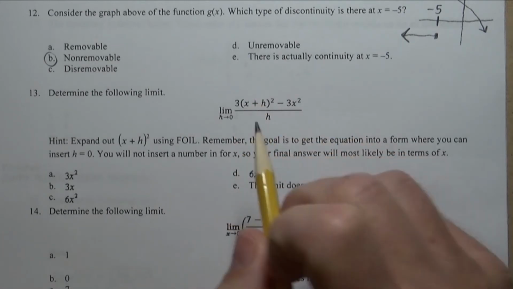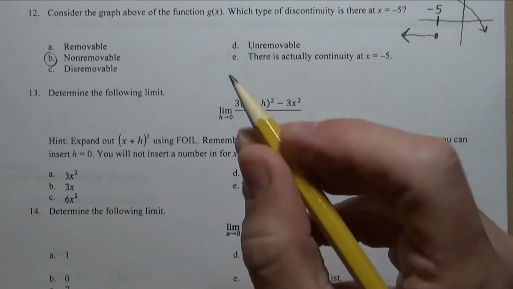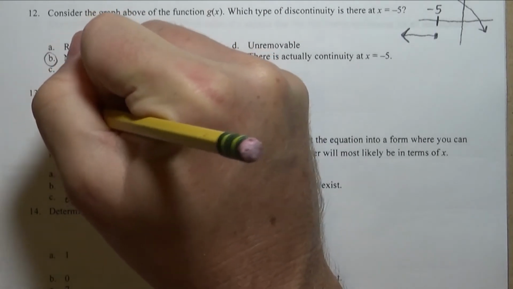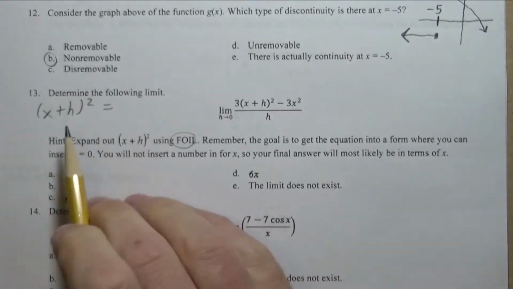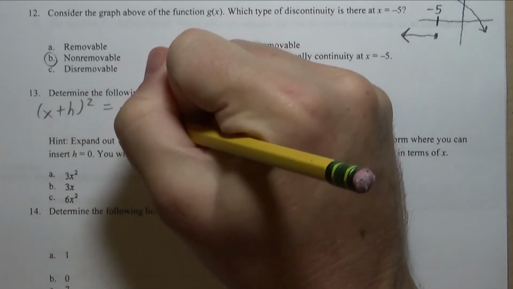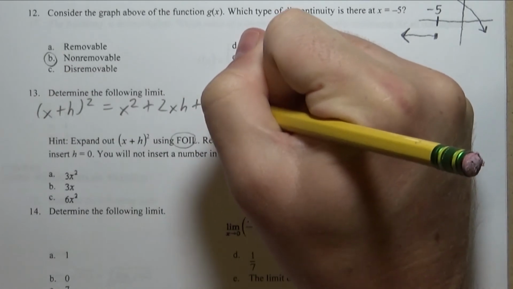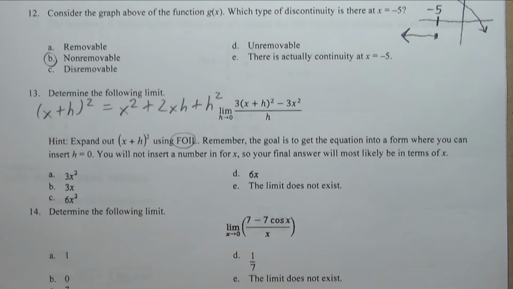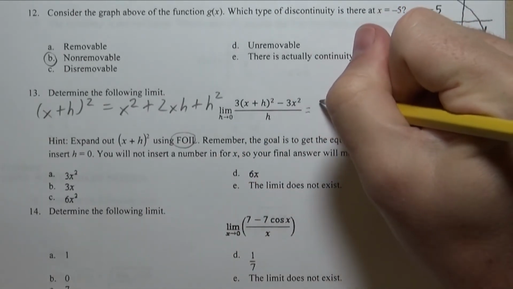Alright, this next one. This one's tricky because no calculator is going to help you on this one. Now there's a hint here. Right there. Well, what does that mean? What that means is we're going to FOIL this out. And this is not x squared plus h squared. What this is, is x squared plus 2xh. This is basic foiling and distribution, actually. Distribution is a better name for this. There it is.